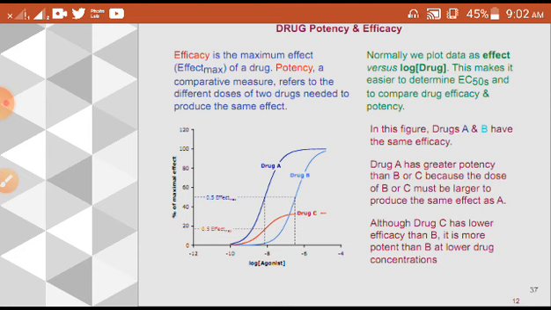So in that way, drug C has lower efficacy than B, but it is more potent than B. Now you understand? If you compare these two drugs, B and C, B has more efficacy than C, but C has more potency than B because of the low dose required. Okay. So like that, you should understand drug potency and efficacy. Like that, we compare in the bioassays of different drugs.